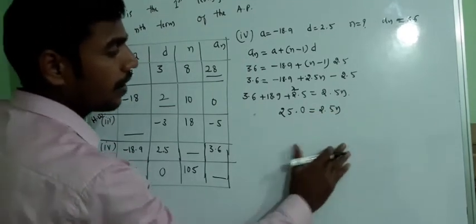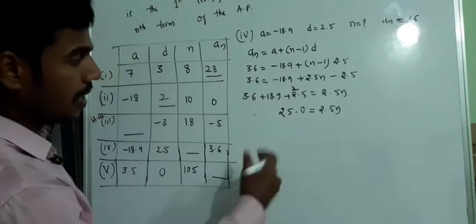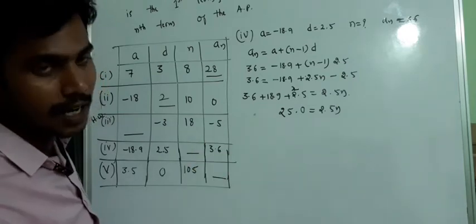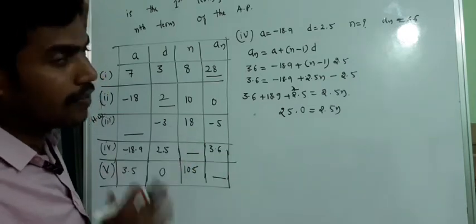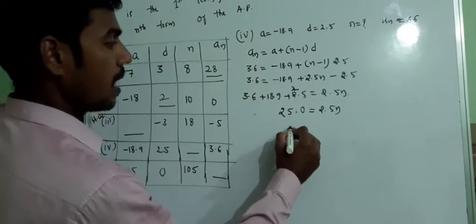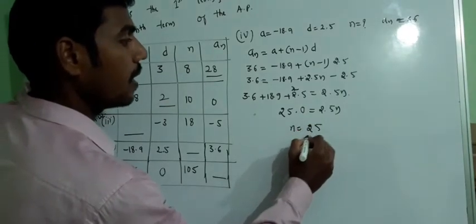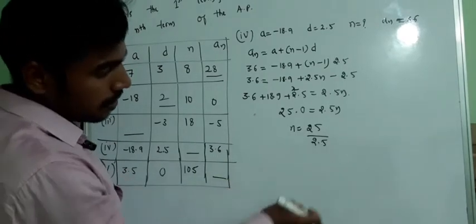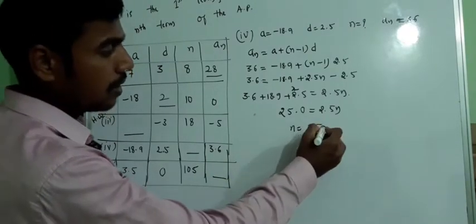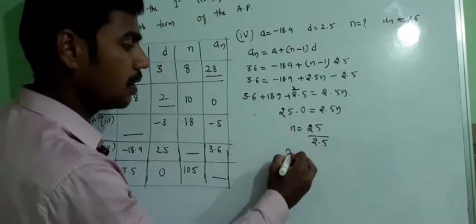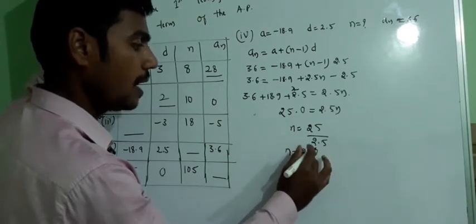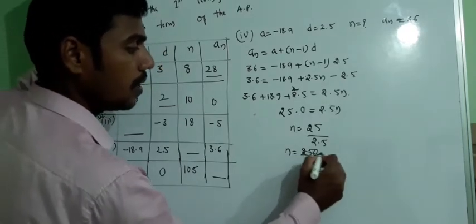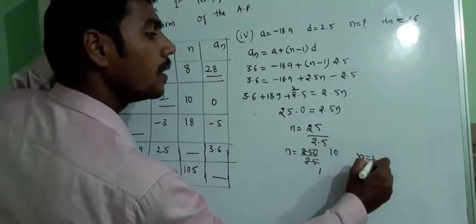So why did I get the doubt? Because n will always be a positive integer, but we were getting a rational number. That is the reason I stopped there and verified it. Now n is equal to 25 divided by 2.5, or else if I want to shift the decimal in the denominator, I add a 0 and I can shift the decimal here. Then 25 ones are 25, so n is equal to 10. That's it.